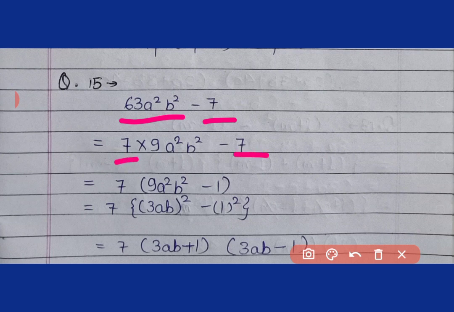So whenever we take 7 outside, what remains is 9a square b square minus 1. So 9a square b square can be changed into the form of (3ab) whole square, and 1 can be changed into the form of 1 square. So we can write here 7 outside, and in the first bracket 3ab plus 1 and in the second bracket 3ab minus 1. This is the answer.